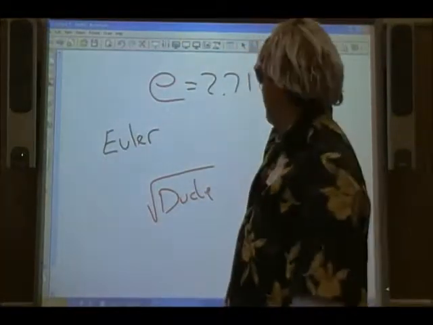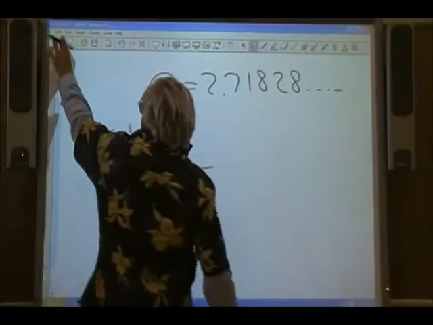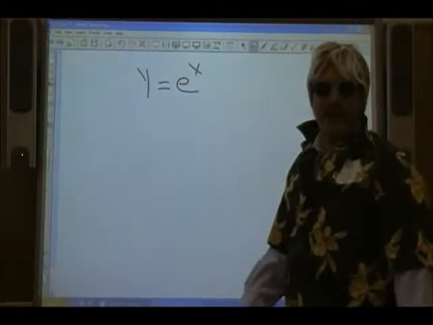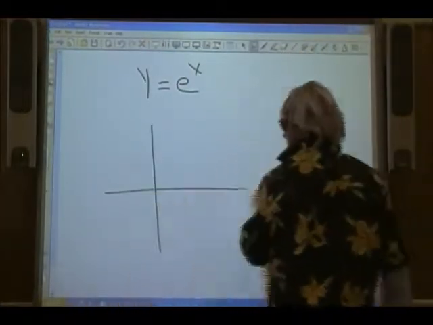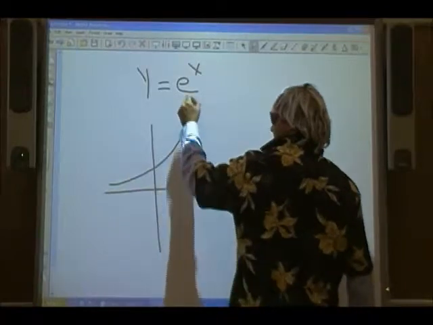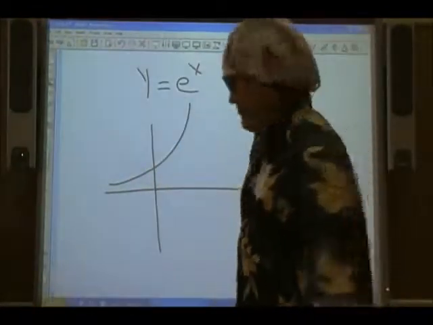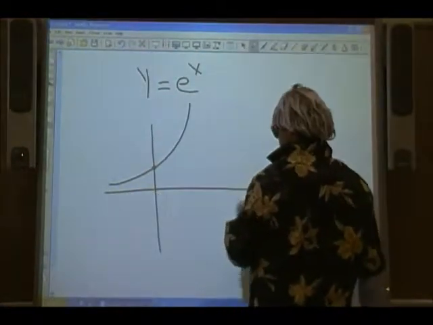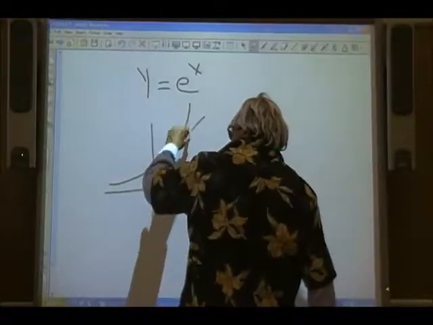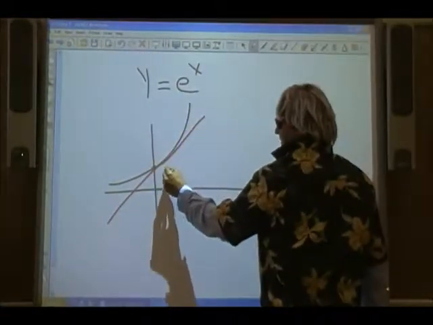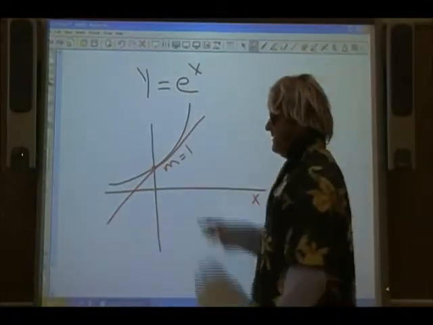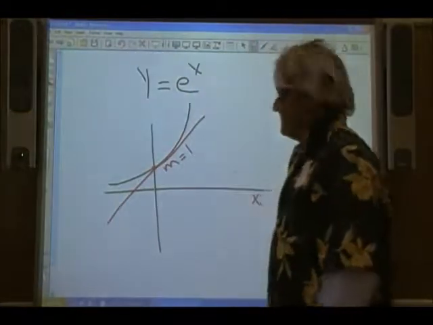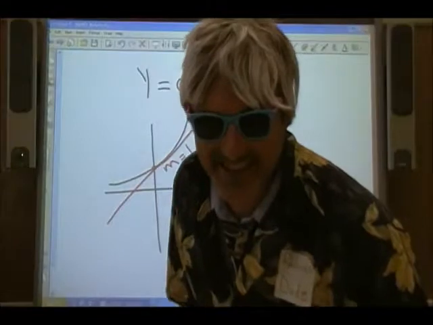Okay, so let me just show you one thing about E really quickly. If I were to graph y equals e to the x, and it comes out like that, right? Well, guess what? At the point 0, when x is 0, this is the x-axis. When x is 0, the slope of this line is 1. The slope is 1 at this point. I wasn't that impressed either.